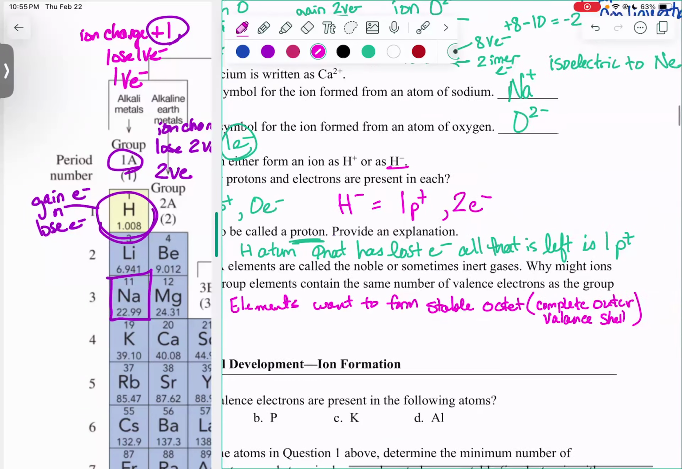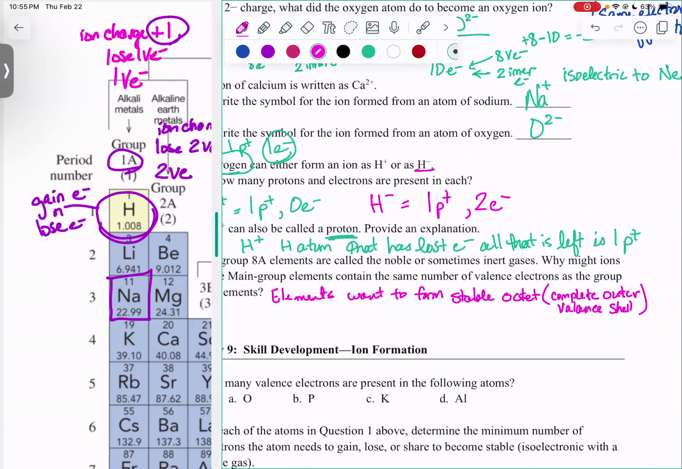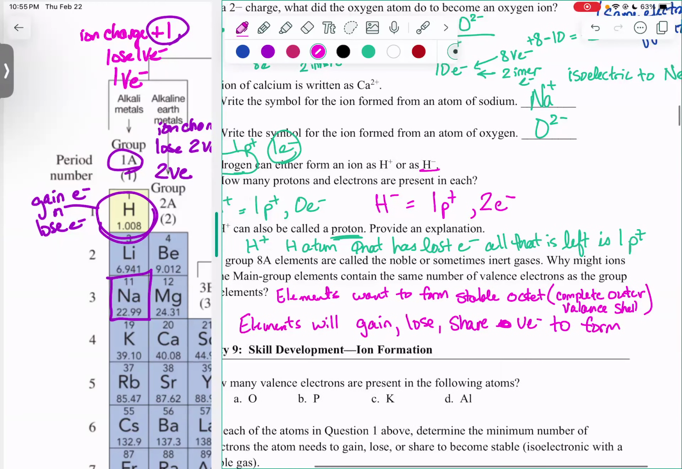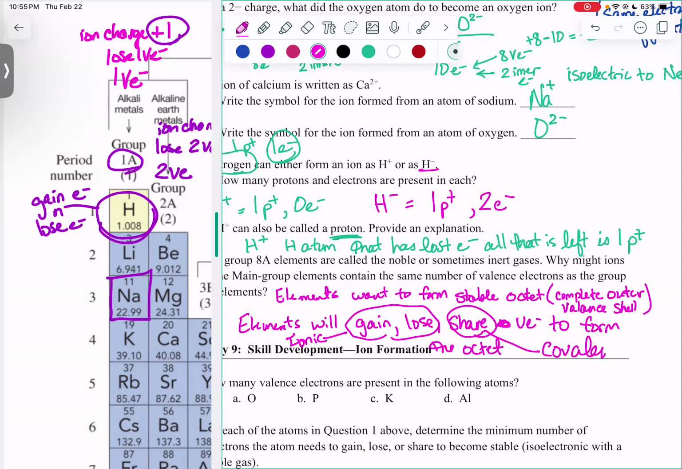So what are our elements going to do? If they want that stable octet, the elements will gain, lose, or share valence electrons to complete their octet. The noble gases already have that octet. When we talk about gain or lose, this is our ionic compounds. When we talk about share, that's our covalent compounds.